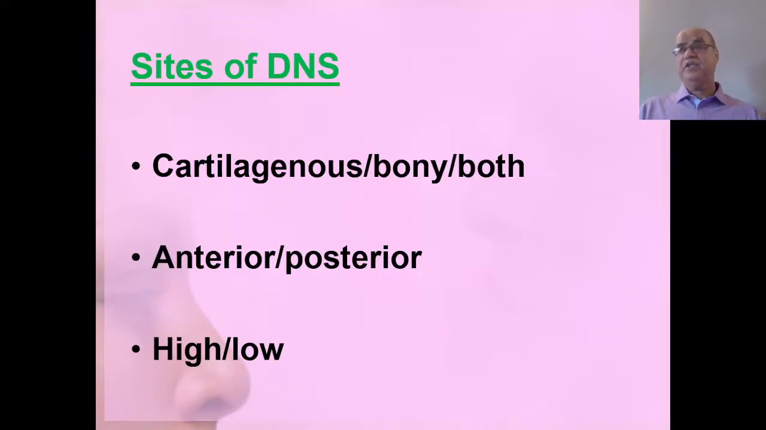It can be cartilaginous deflection, or it can be bony deflection. A bony spur may be there, or both may be deflected. Then deflection can be anterior, or it can be posterior. That is what we divide with the Cottle's line. I will come to that in a while. It can be a high deflection, or it can be a low deflection.